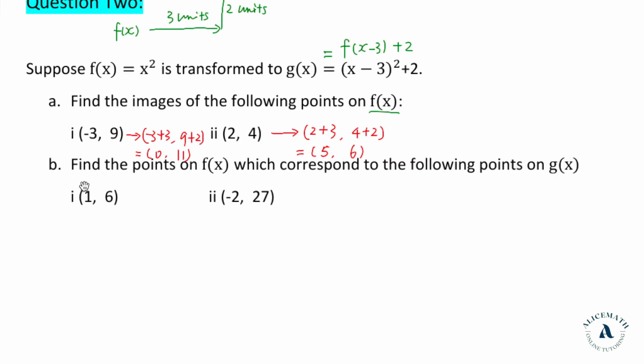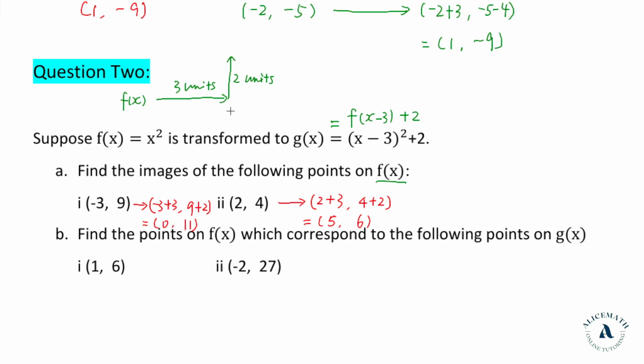Let's move on to question B. Find the point on f(x) which corresponds to the following points on g(x). In the previous question, they gave us the point on f(x) and we found the new point on g(x). Now it is the inverse way, meaning they give us the point on g(x). So how do we go back to find f(x)? According to this graph, you see f(x) goes to the right side by 3 units and then goes up by 2 units, and we get g(x) here.